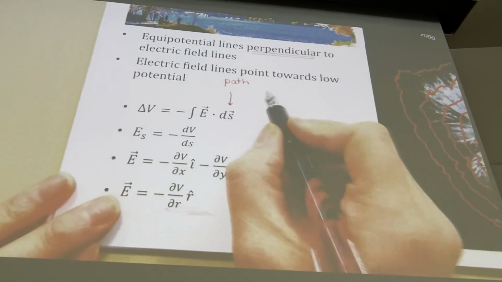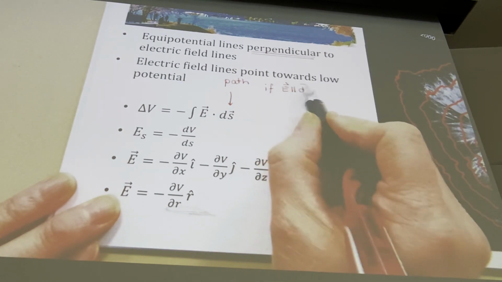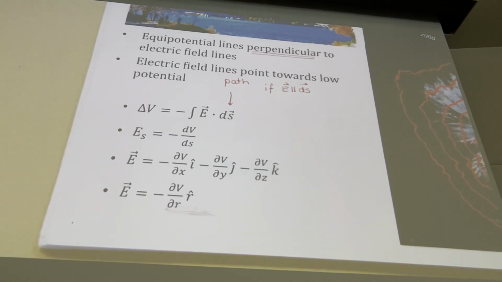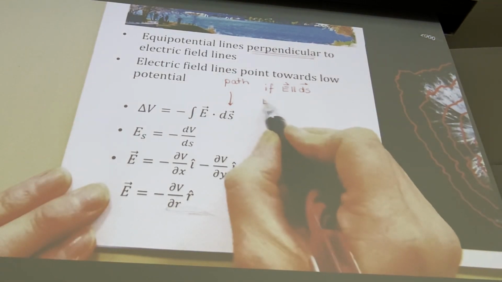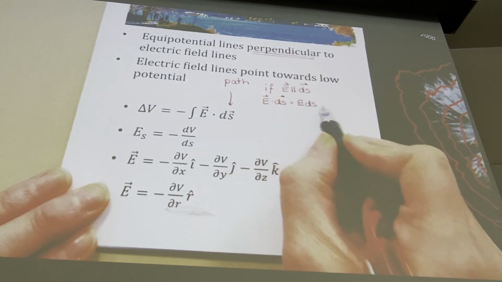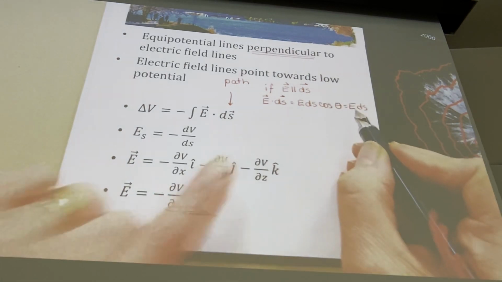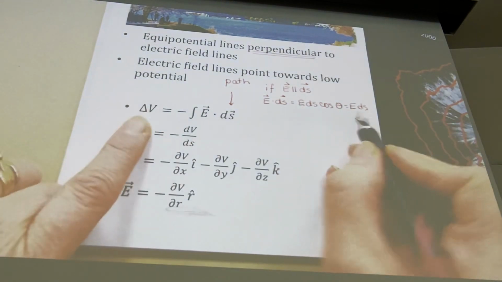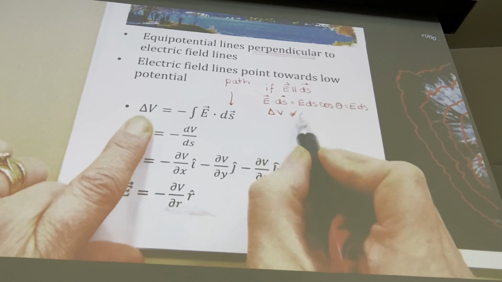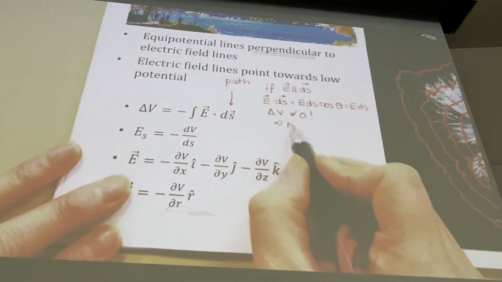If the electric field is parallel to the path, then our scalar product E dot ds is equal to E times ds times cosine of 0, which is E times ds. So if they're parallel, this whole bit is not 0, so delta V is not 0. If your electric field is parallel to your path, it means potential changes. So that's not an equipotential if the potential is changing. Not equipotential.